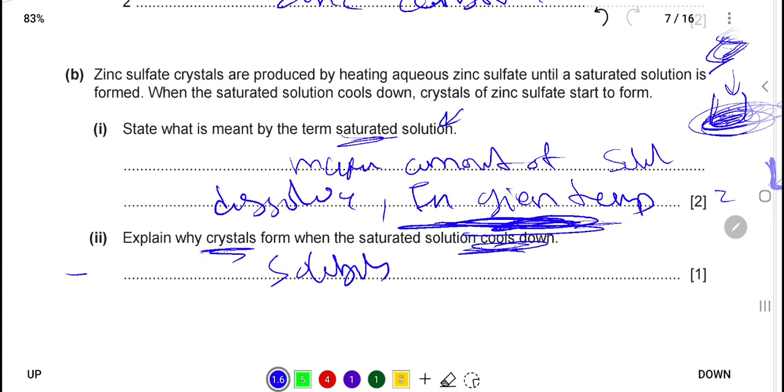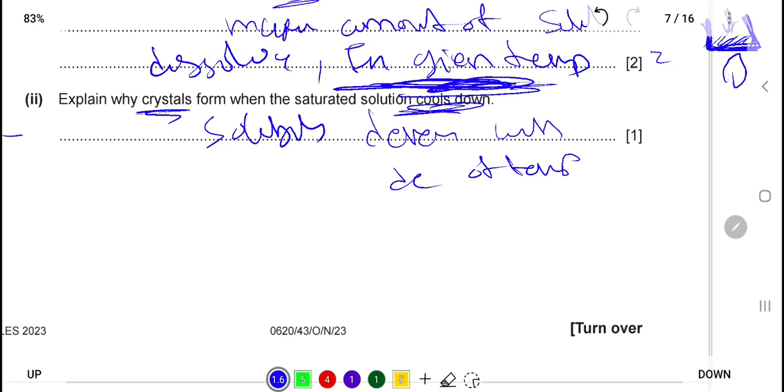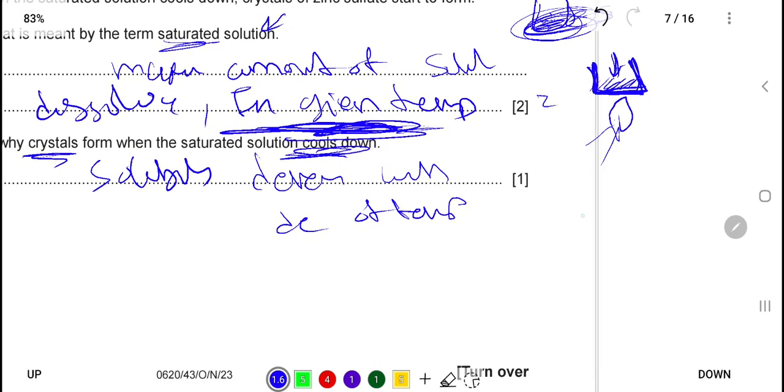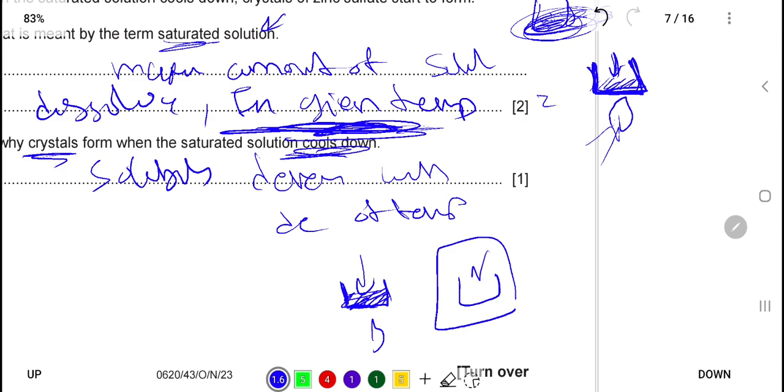So since it cools down, the solubility decreases. Will it decrease with a decrease of temperature? What I mean is, like the same example: as I said, if you heated it and it was in a saturated form, it would allow more. But if you cooled it instead, you put it in a freezer or something, it will never allow more solute. There's no chance for more solute to dissolve. That's why the solubility decreases.